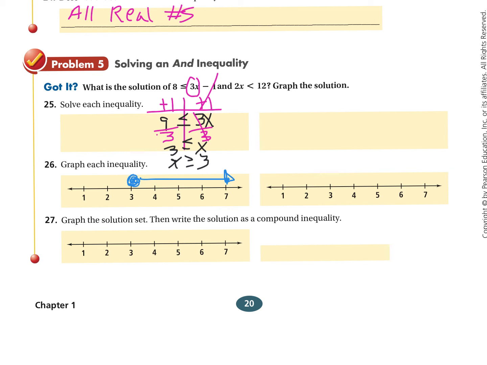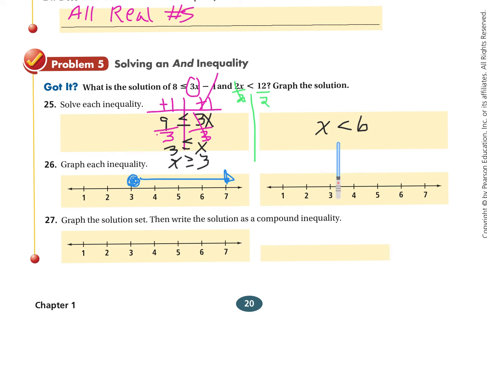We're going to combine our solutions at the ends. We're just doing two pieces at once. Then for the second one, here's the second one. We just simply have to divide by 2 to get to our solution. So for this one, I'm going to rewrite my solution over here. We have x. We didn't flip the inequality because I did not divide by a negative. So x is less than 6.